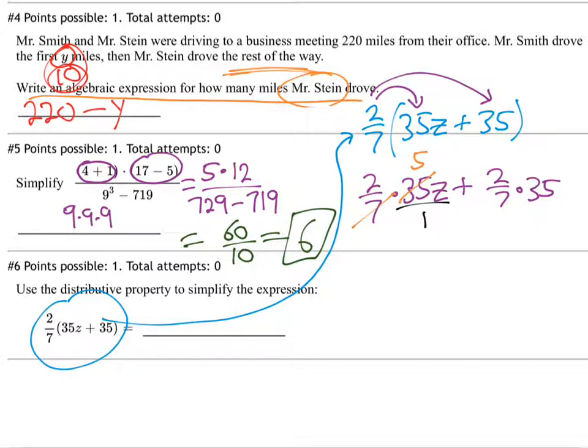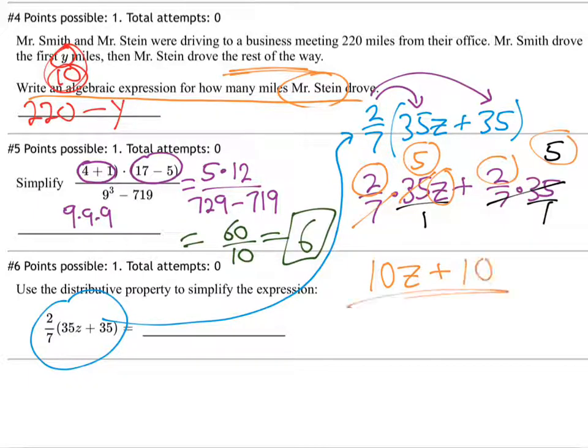And so what's left then? What numbers are left? A 2, a 5, and a z. 2 times 5 is 10z. Again, your calculator will tell you that. Plus, now let's do the other one. It's going to be the same thing. Put the 35 over 1. Make it look like a fraction. 7 into 35, 5 times. So that's 10z plus 10, and then 2 times 5. There it is, and that's the answer.